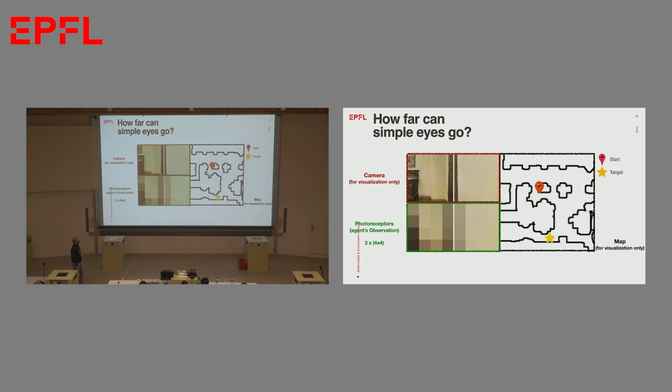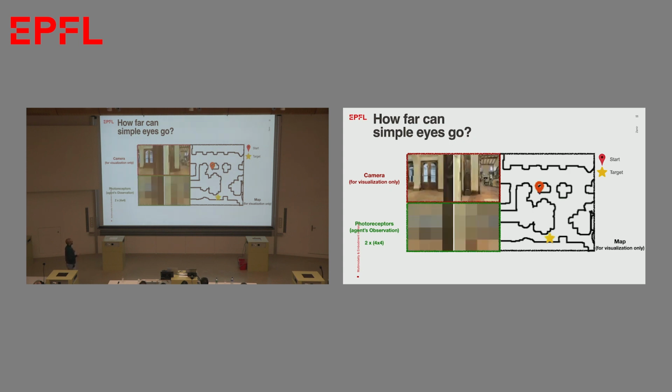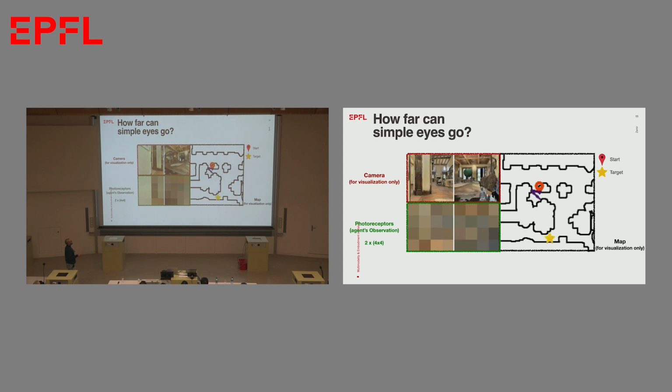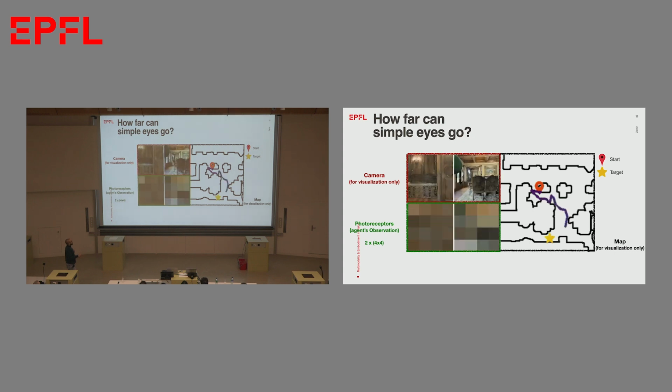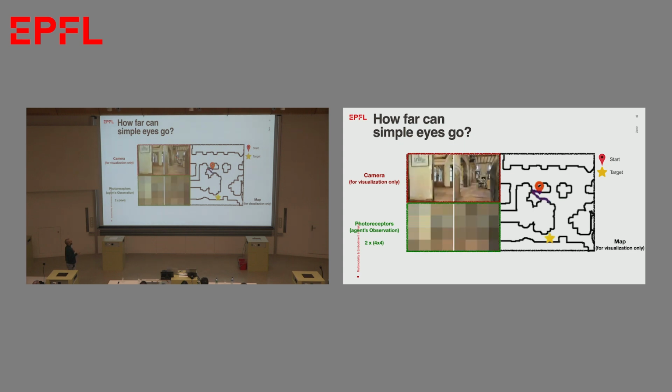And it turns out you can actually go surprisingly far. This is one qualitative example before I move on. This is an agent solving a navigation task, starting from this point and going to that target point. Let me explain the photoreceptors first.